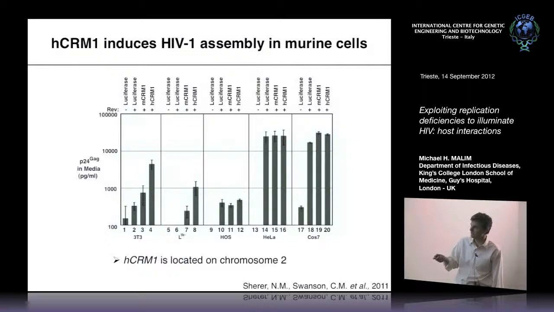And you can see both in 3T3 cells and L cells, the human CRIM1 is a very good stimulator of virus particle production. Whereas in three different primate cell lines, these two are human, and this one is African green monkey, there was no stimulation of virus particle production. And this, again, was not a consequence of expression level, because in host cells, expression levels were rather low, but there was no stimulation.